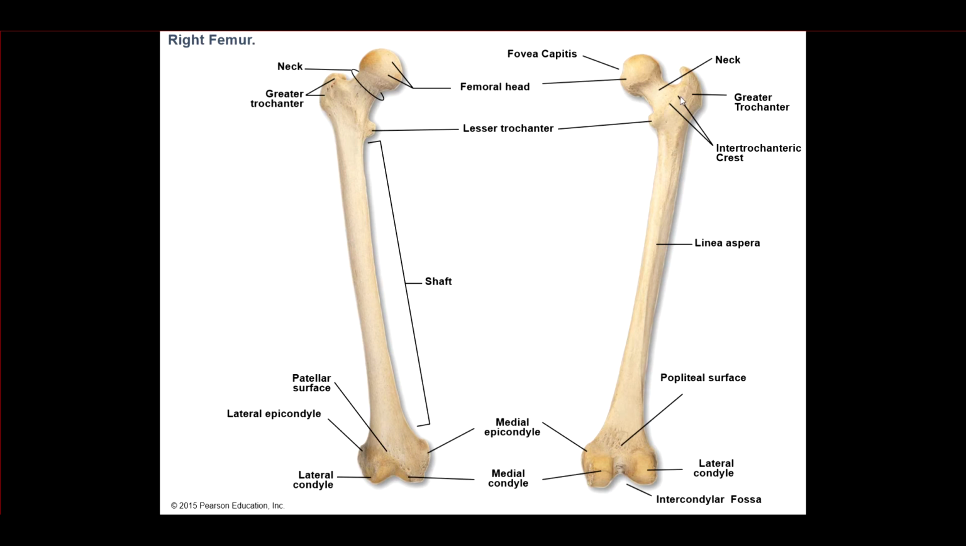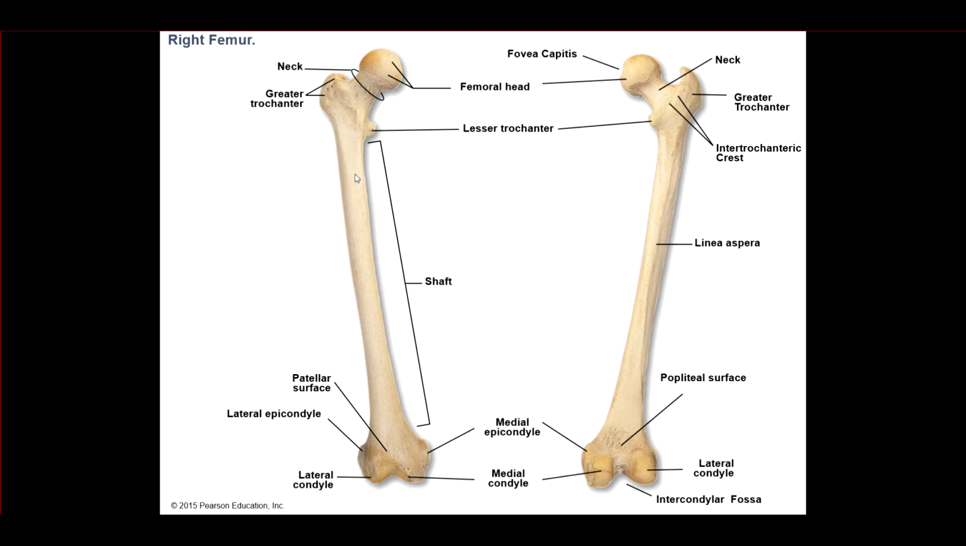This is called the intertrochanteric crest, so this whole ridge right over here. On the front, there's a smaller, lesser ridge. This would be called the intertrochanteric line. I didn't label it. A lot of times on the models we don't see it, but there is a lesser ridge over here in the front.